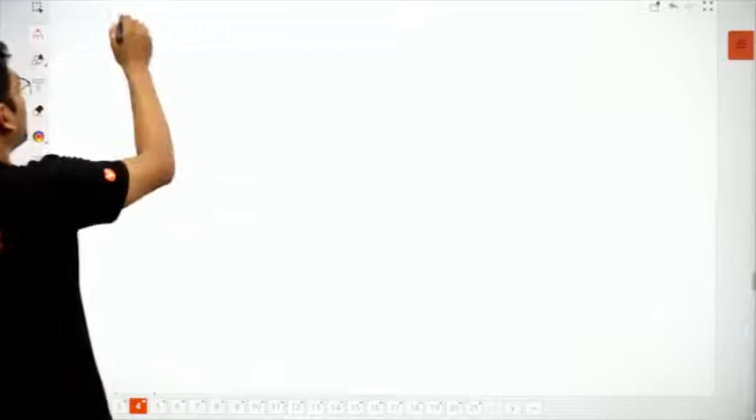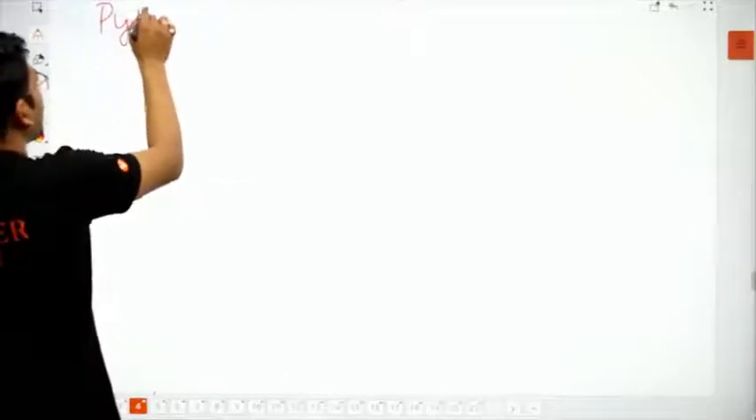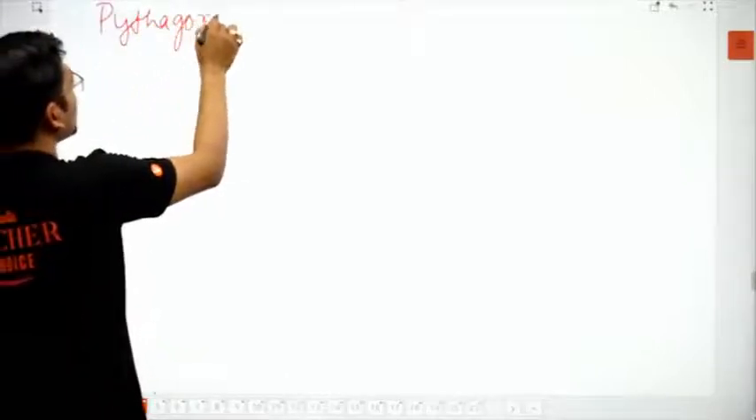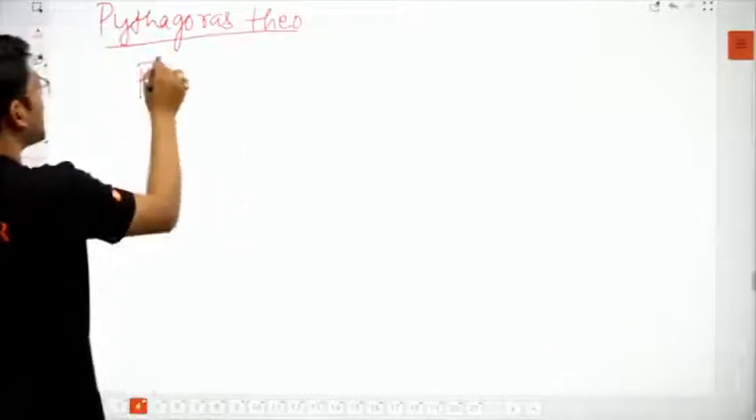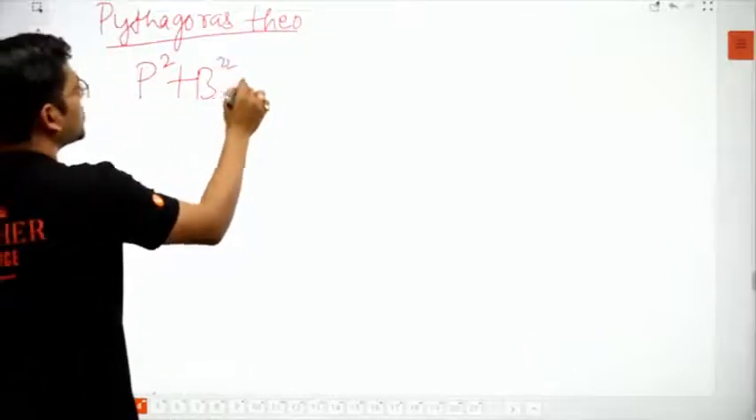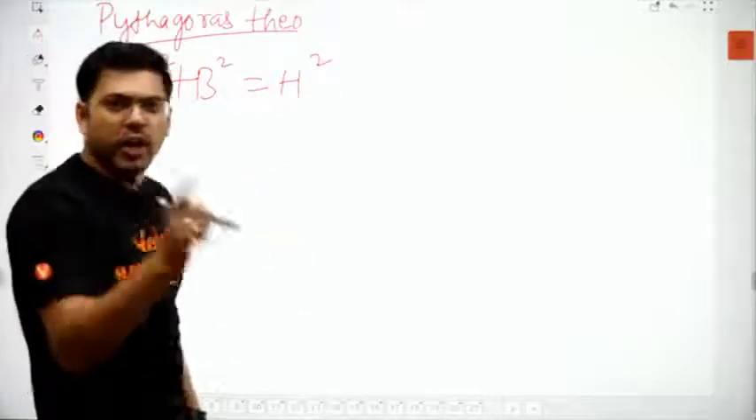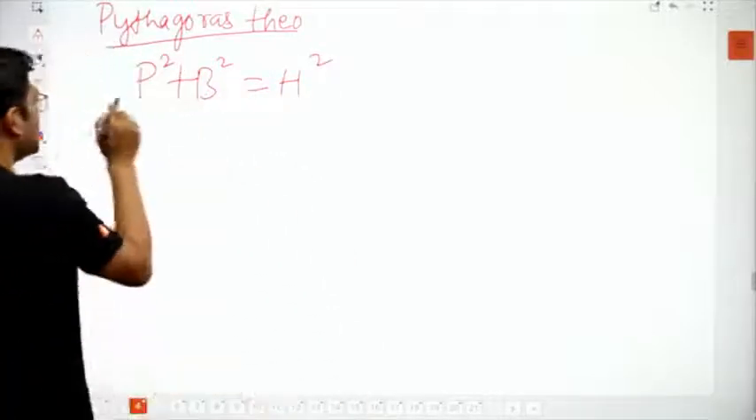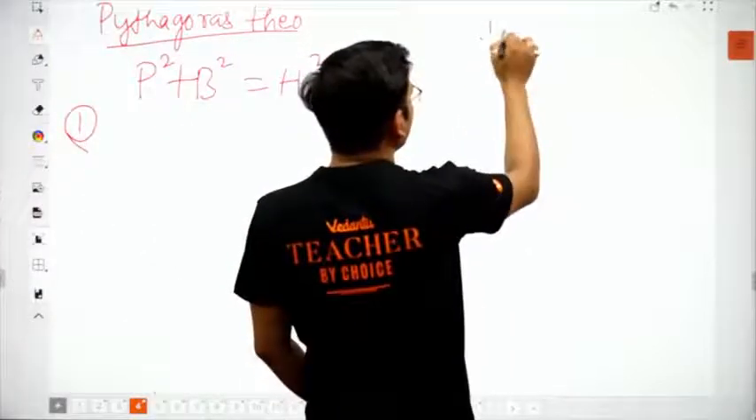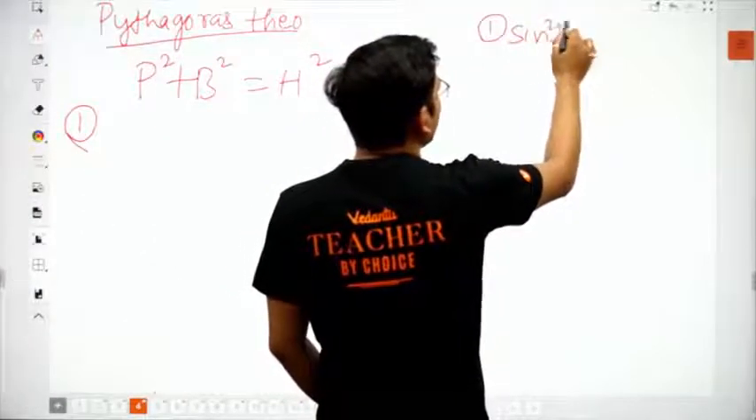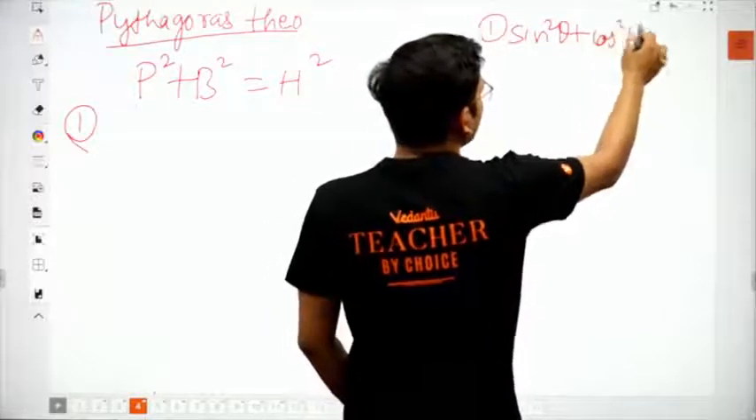See, what we know according to Pythagoras theorem. I'll tell you Pythagoras theorem. According to Pythagoras theorem, we know that perpendicular square plus base square is equal to hypotenuse square. We know it very well. Okay, I'll tell you that we have three formulas in trigonometry. First formula is sin square theta plus cos square theta is equal to 1.